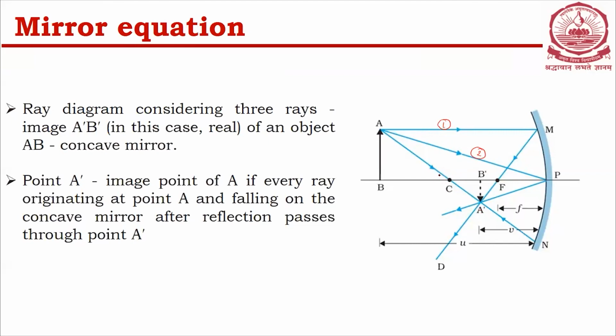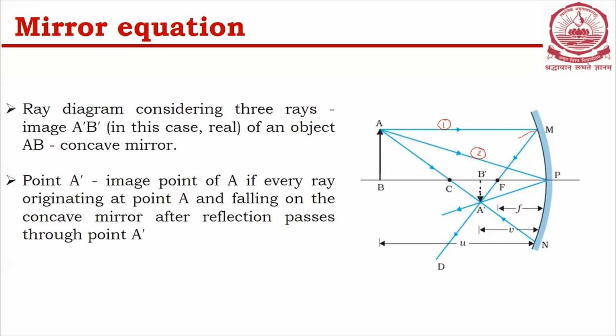If the ray passes through the center of curvature, then it retraces its path again. You can see this is the same path. Then the other rays follow the law of reflection. You can see this is a normal, and here this is the optic axis, this is a normal. This is the focal point, and you can see where these rays meet. This is the image point of the object point A. So this is A dash. A dash B dash is nothing but the image of this object AB.